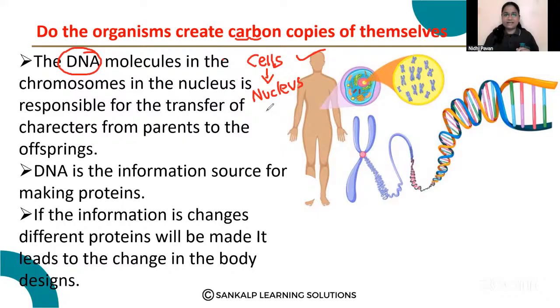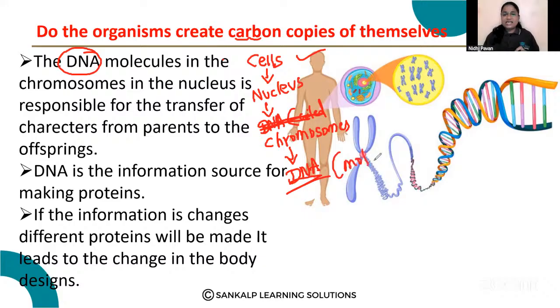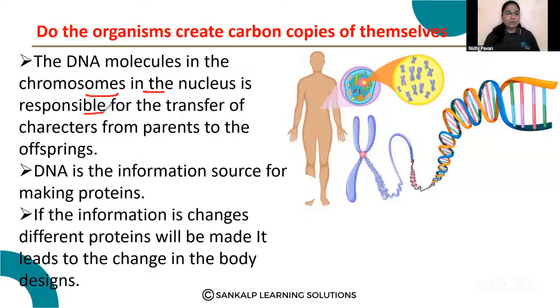ಒಂದು cell ಅಲ್ಲಿ ಒಂದು nucleus ಇದೆ. In the nucleus, we have a coiled-like structure which is called DNA, or we have thread-like structures which are called chromosomes. In these chromosomes, we have active segments. Those active segments are called DNA. So these DNA are the molecules which are present in the chromosomes. Chromosomes are present in the nucleus of a cell. See here, you can see the statement. The DNA molecule in the chromosome in the nucleus is responsible for transfer of characters from parents to offsprings.